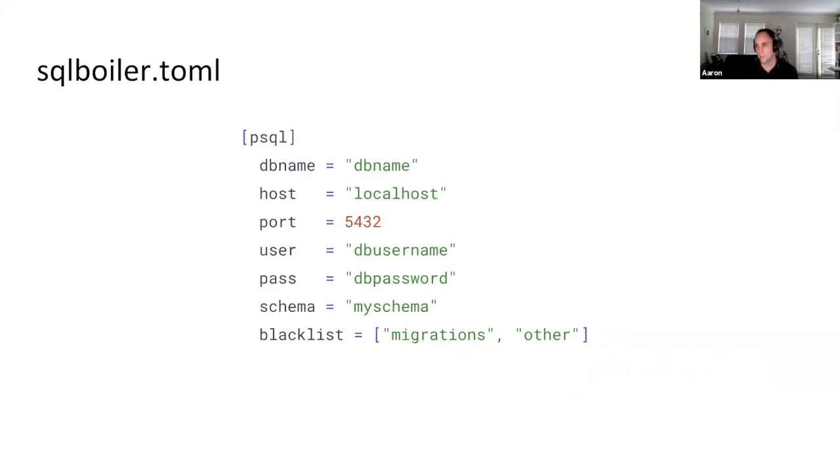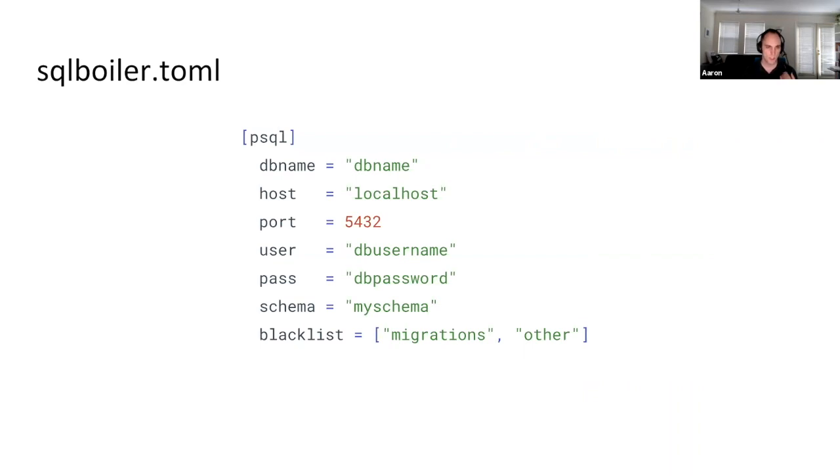Here's SQLBoiler.toml. This is the config file. There's nothing special about it. There's a bunch of values that you can include in here. They're all listed in the README. You can check that out. But for the typical case, you'll just have DB name, host, user, and pass. You don't even need port or schema in the normal cases.